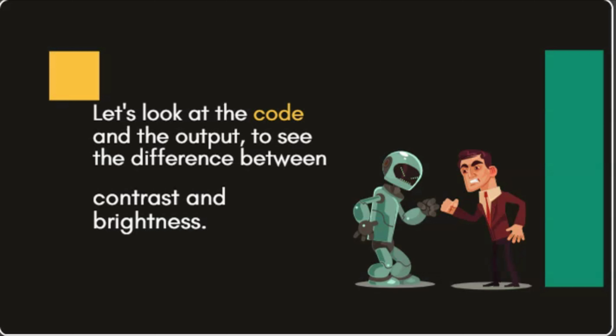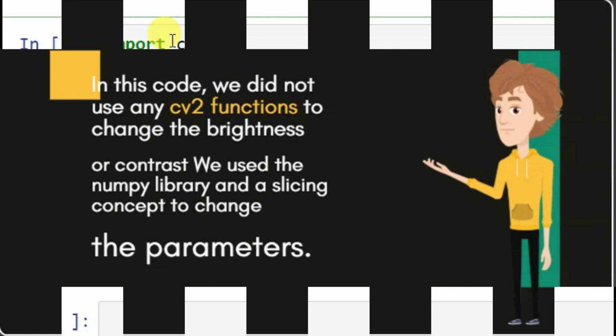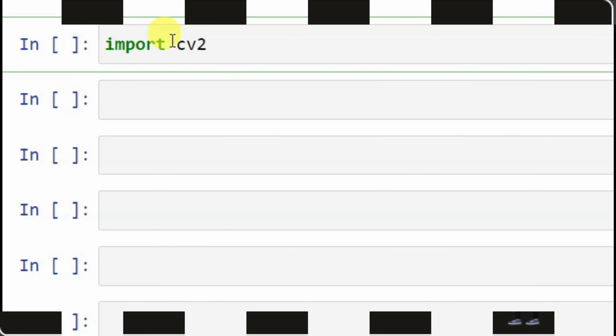Contrast is the difference between the maximum and minimum pixel intensity. Brightness refers to the lightness or darkness of an image. To make an image brighter, we add a constant number to all the pixels present in it. Let's look at the code and the output to see the difference between contrast and brightness.